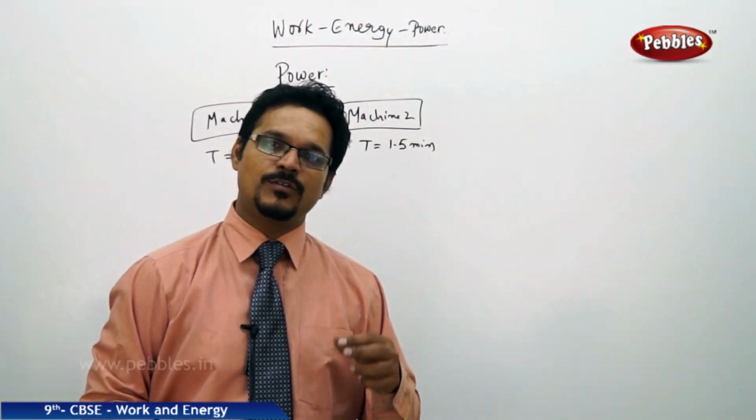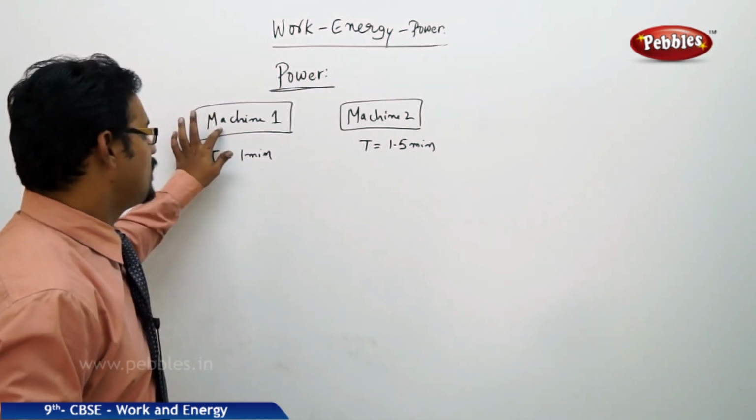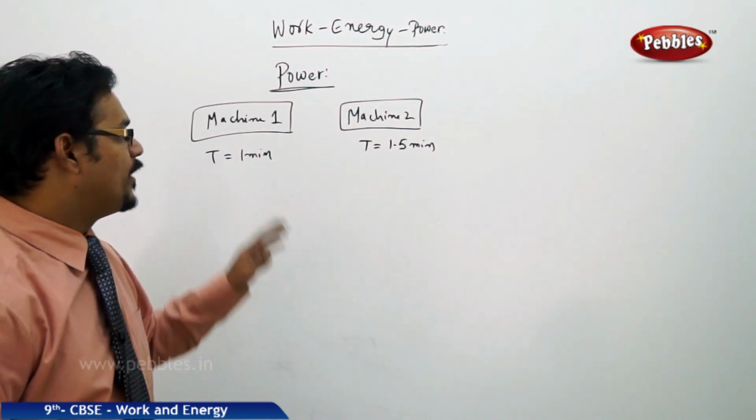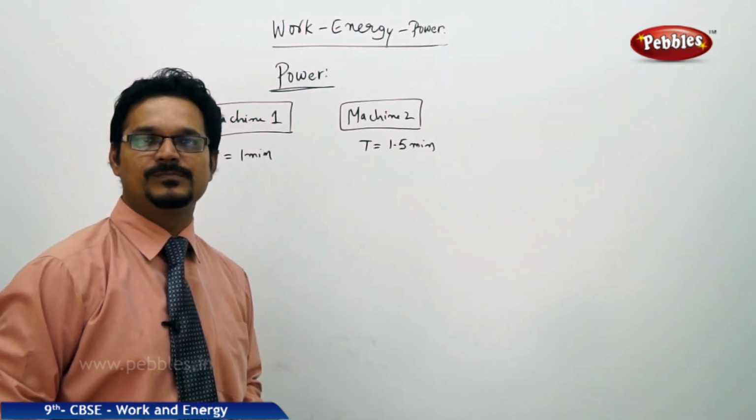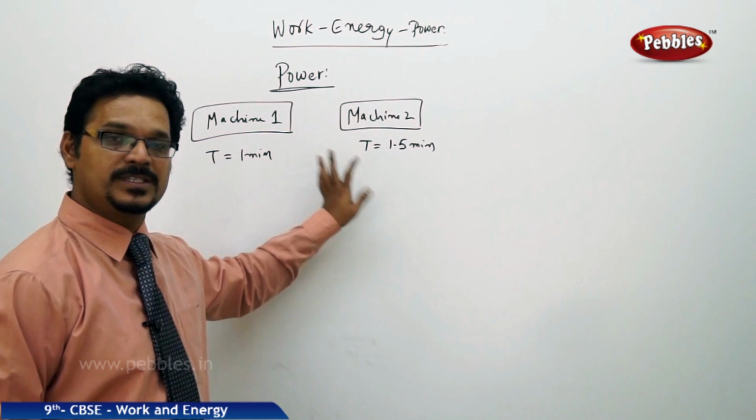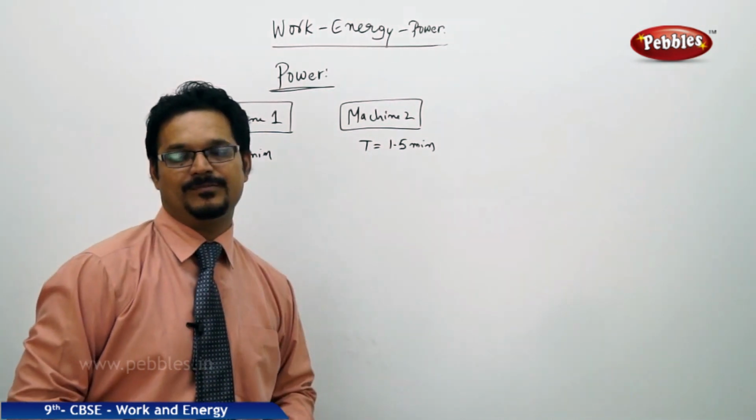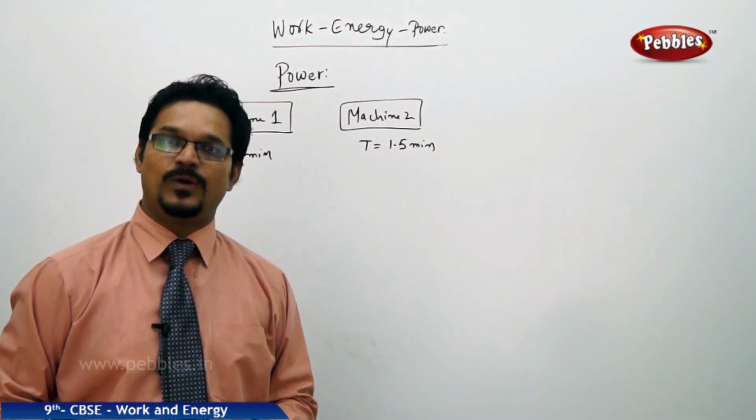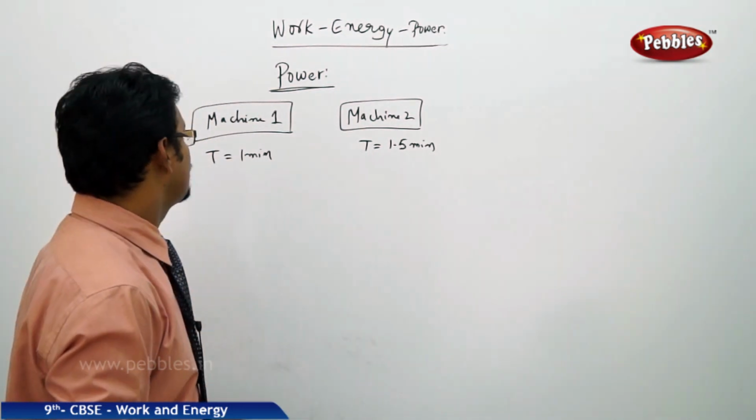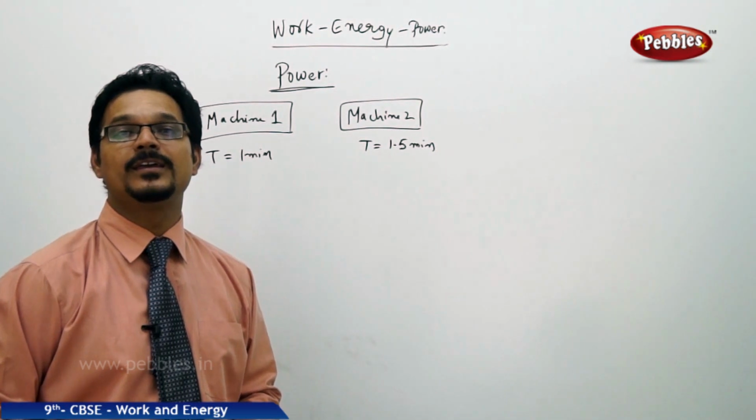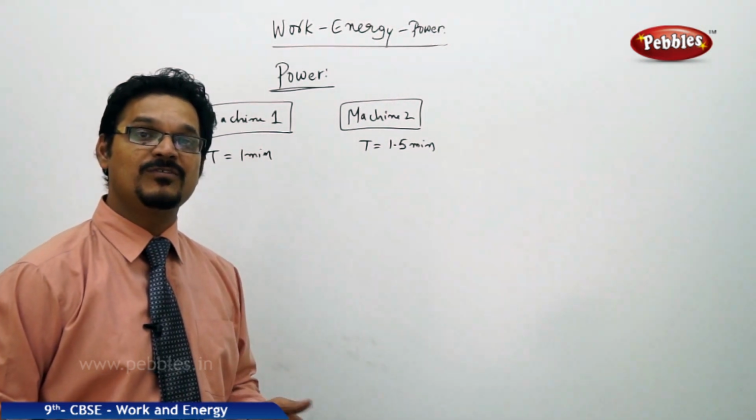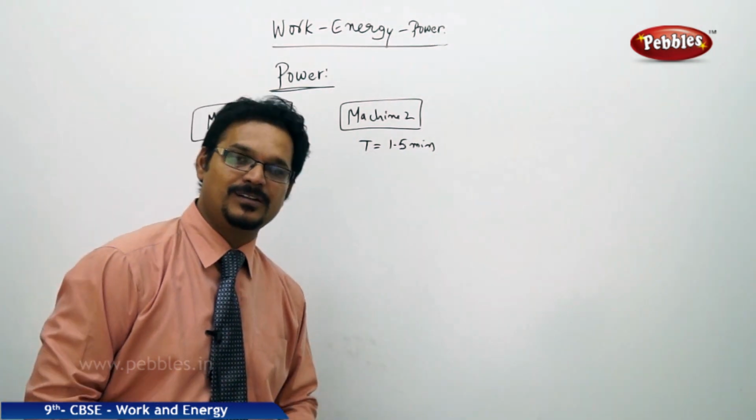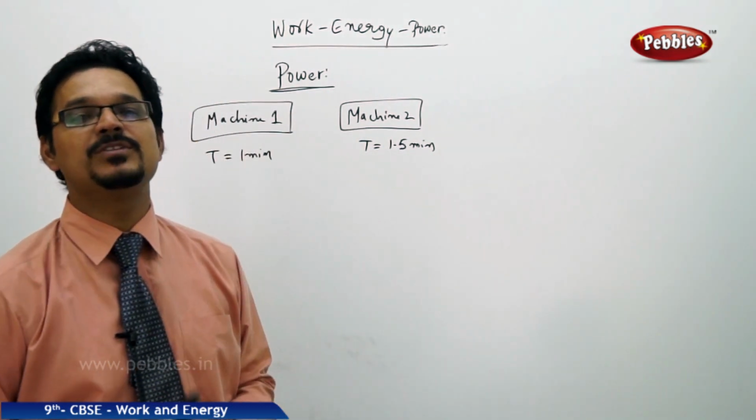The difference is, machine 1 performed the work in 1 minute. We have given the same work to machine 2 also, but machine 2 performed the same work in 1.5 minutes. If I ask which machine is the better one, you will say obviously machine 1. Why? Because machine 1 performed the work faster than machine 2. So machine 1 is more efficient than machine 2.